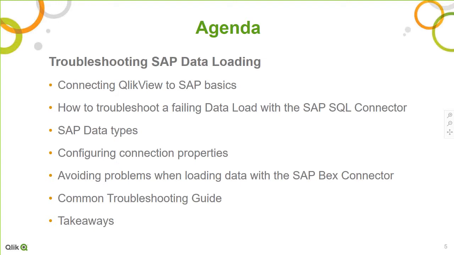So what to expect? We will start with some basics, some connectivity basics with QlikView and connections to SAP. Then we will troubleshoot a failing data load with the SAP SQL Connector. We will discuss more about SAP data types and configure some connection properties. We will then use the BEx Connector and learn how to avoid problems when loading data with the BEx Connector. We will discuss common troubleshooting scenarios and last but not least some takeaways. So let's get started.